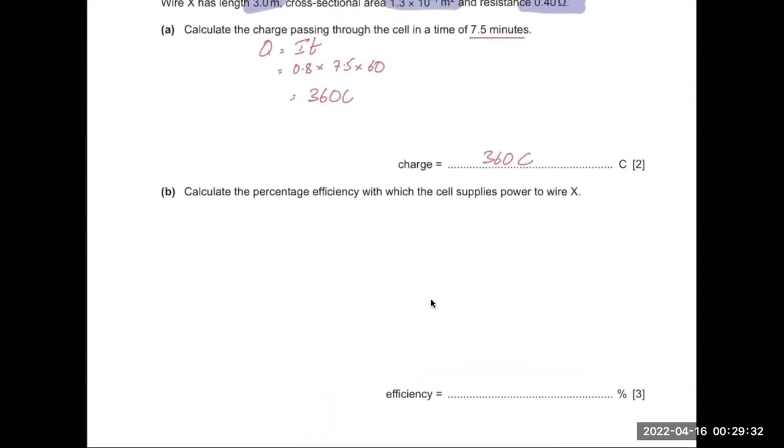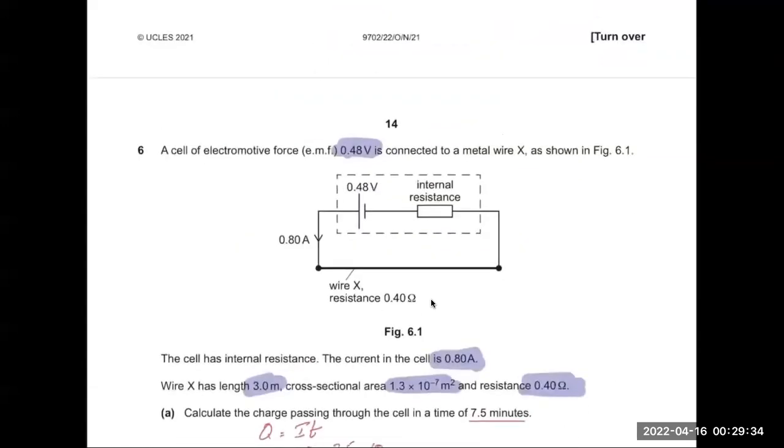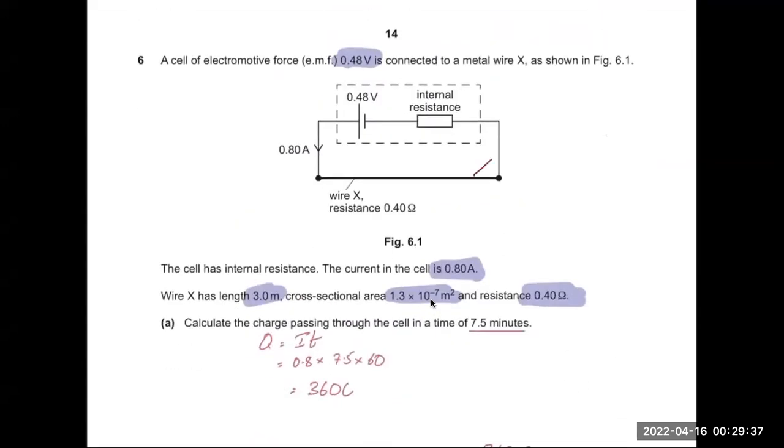The output power is basically the power that our resistor here gets. This resistor, this is the actual output. This resistor gets power equals I squared R. What is the current through this resistor? The current through this resistor is 0.8, squared. What is the resistance of this resistor? The resistance of this resistor is 0.4 ohms. So that is the output power, which is equal to 0.8 squared times 0.4, 0.256.